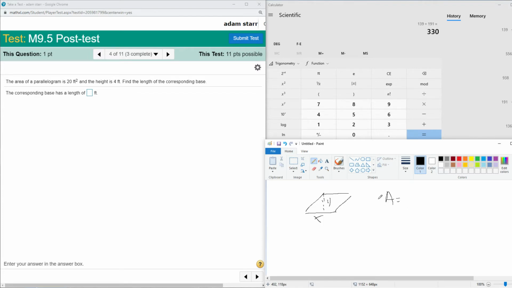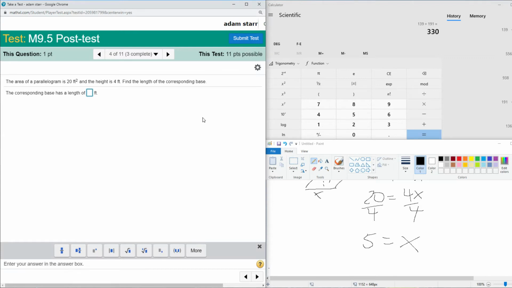The area of a parallelogram is just base times height. So substituting in my information, my area is 20 square feet equals my base, which is x, times my height, which is 4, which creates 4x, and I just need to solve this for x, which is my base. So to solve this, I'm dividing by 4 on both sides, and I get x equals 5, so the length of my base will be 5 feet.